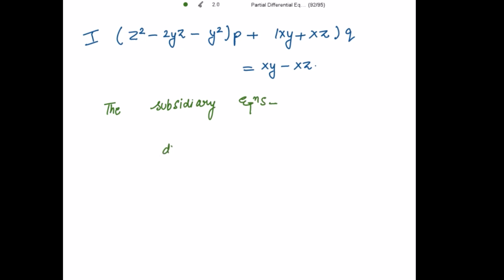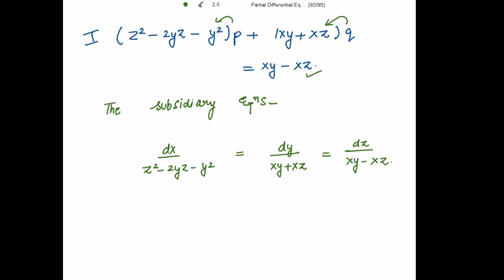So that is dx divided by the coefficient of p, z square minus 2yz minus y square, equal to dy divided by the coefficient of q, that is xy plus xz, equals to what is present on the right hand side, dz divided by xy minus xz.